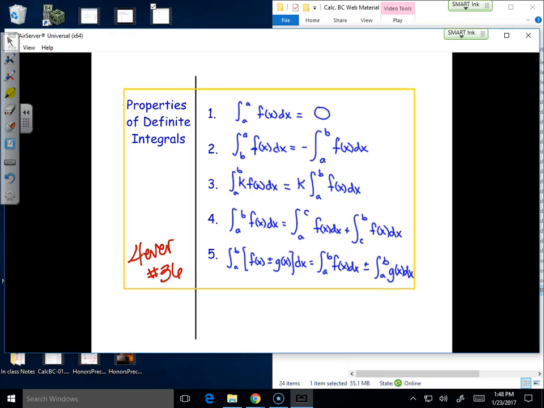Number 3 says, no big deal, you can take a constant out. Oh, we kind of know that from antiderivatives, right guys? Number 4 says, to get from A to B, you could technically go to C first, whether or not it's an in-between number or an outside number.